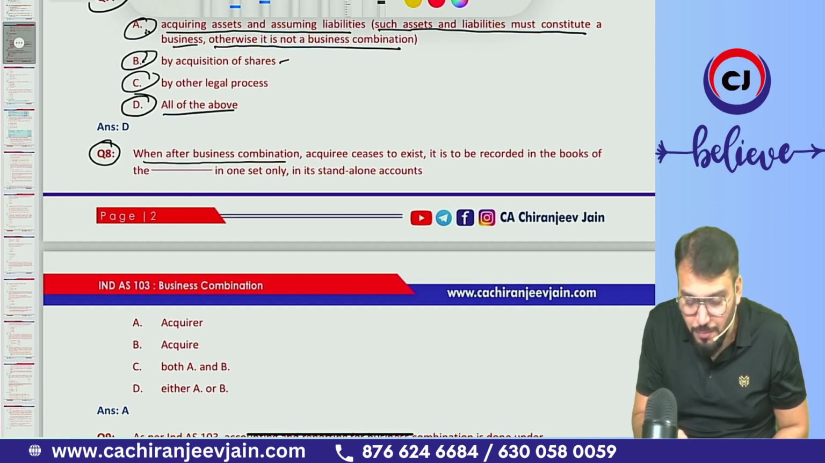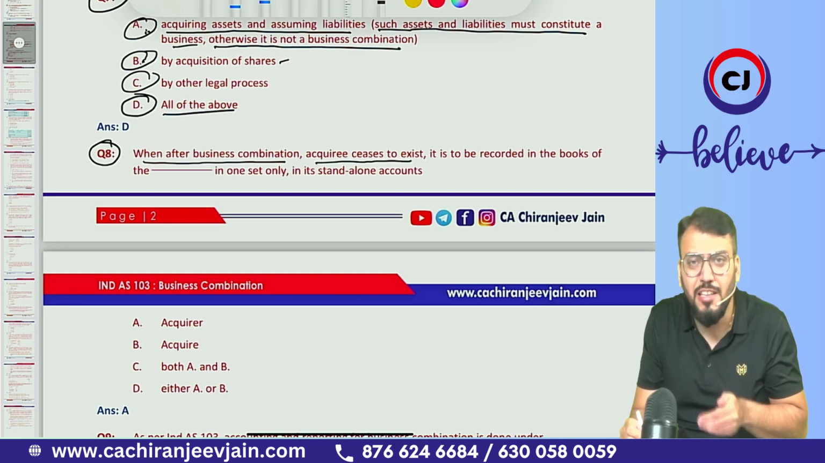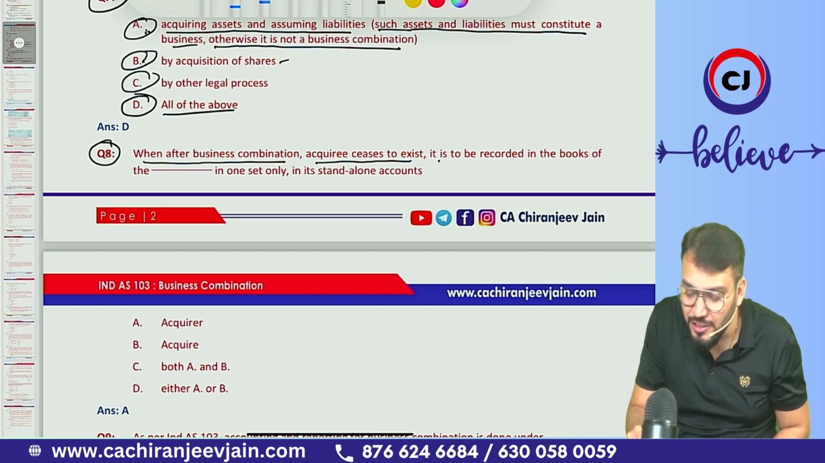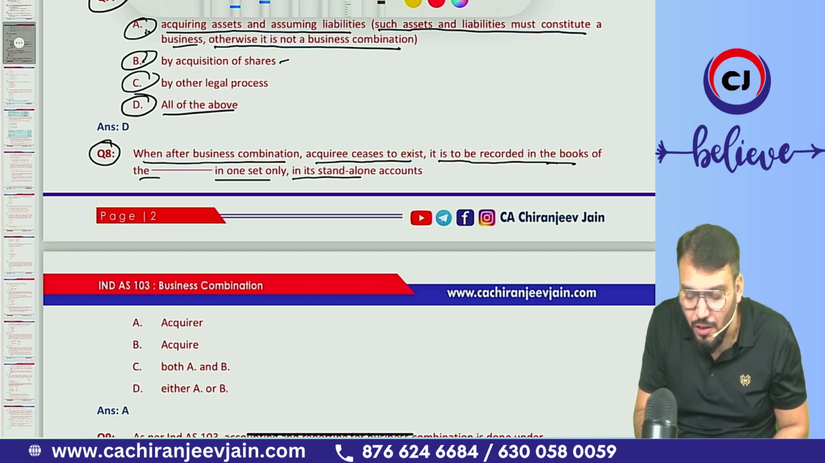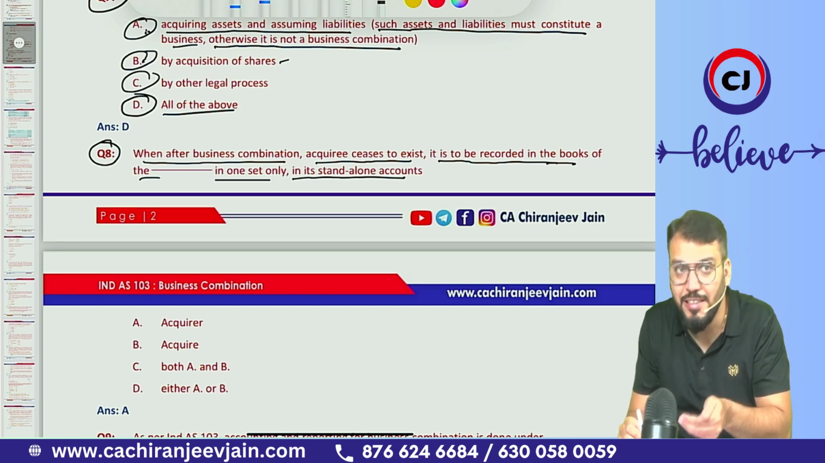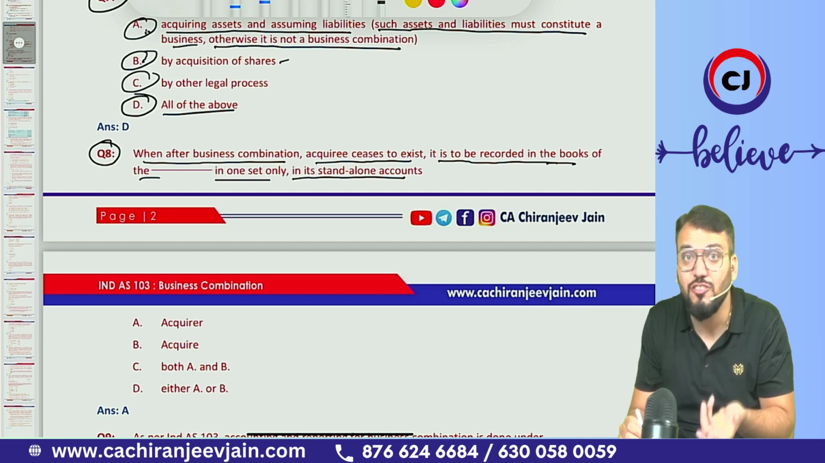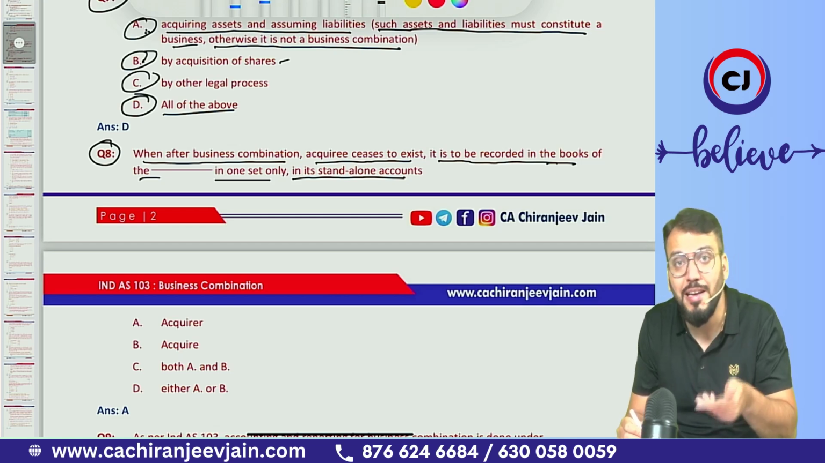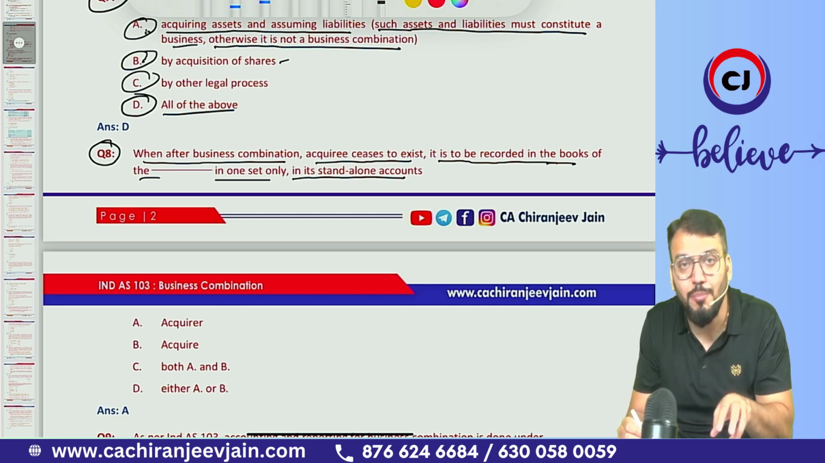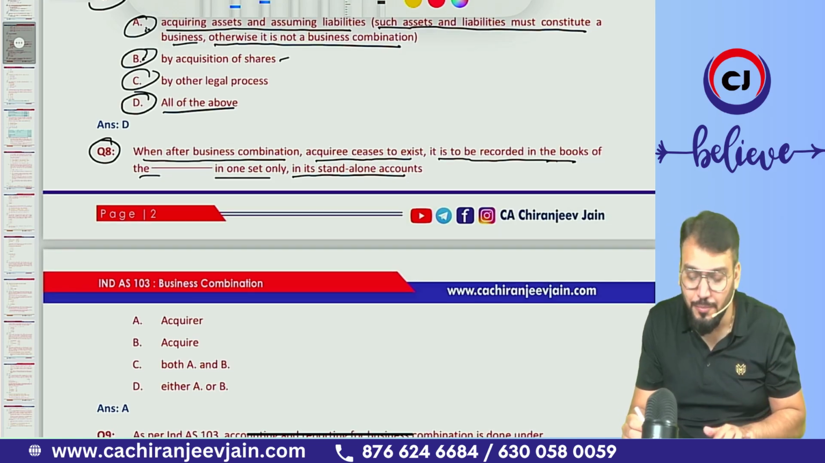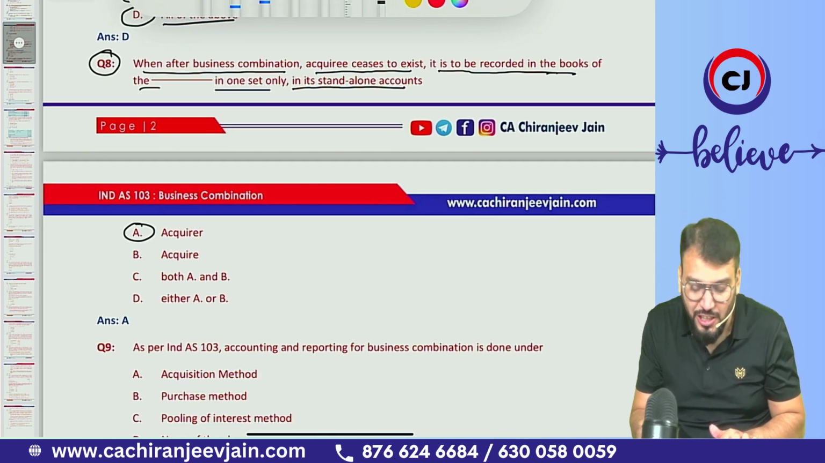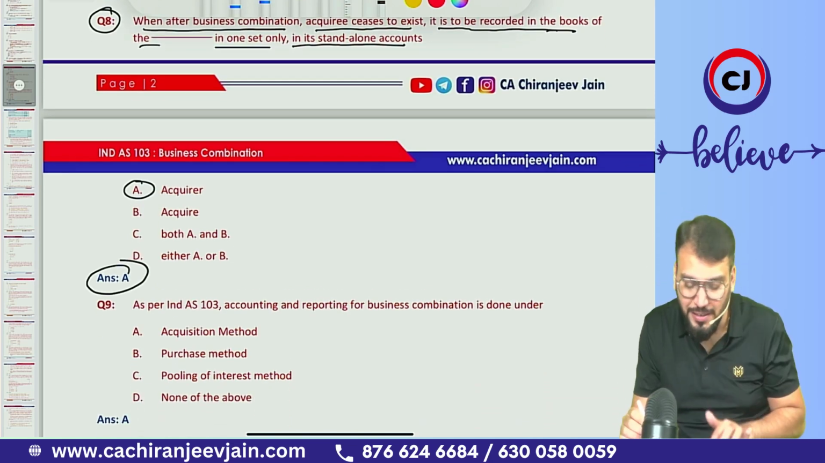Question number 8. When after business combination the acquiree ceases to exist, meaning the acquiree is liquidated, it is recorded in the books of the acquirer in one set only, in his standalone accounts. When the acquiree is not liquidated, as in the case of a subsidiary, we prepare consolidated financial statements. But in case of absorption, when the acquiree company is liquidated, the entire business combination transaction is recorded in the individual books of account of the acquirer company. So it will be the acquirer. Option A is correct. Got this point?